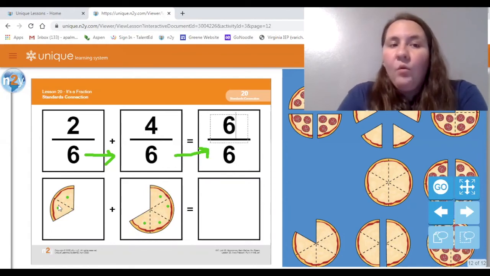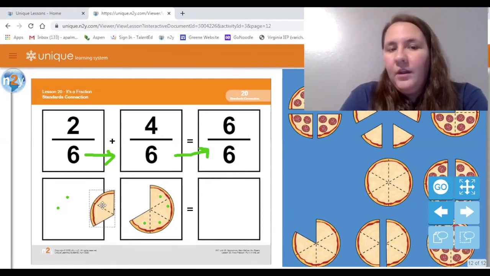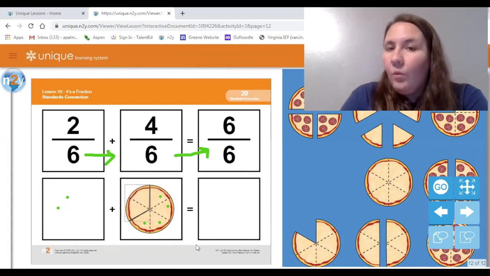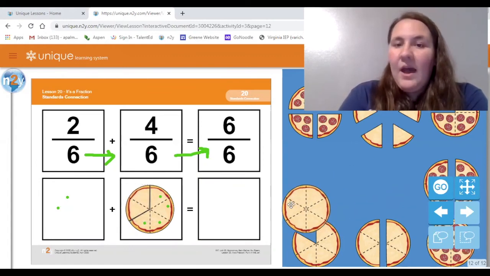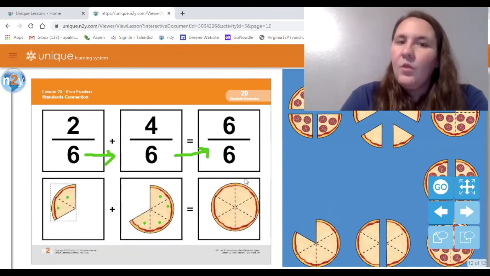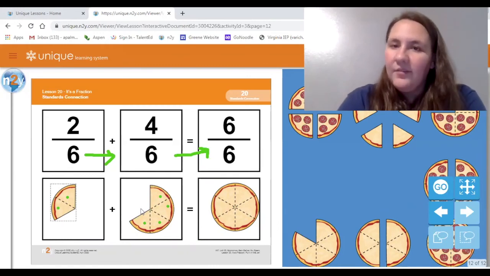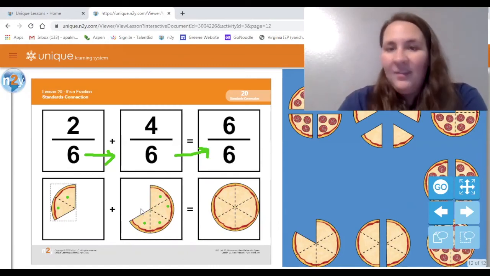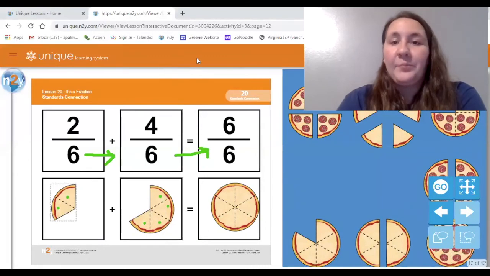Yeah, one whole, right? If I move this over, look what happens. It looks like one whole pizza, right? So I'm going to move my whole pizza there. And what do you know? We have made a whole math sentence together. How do you guys feel about that? Great job.